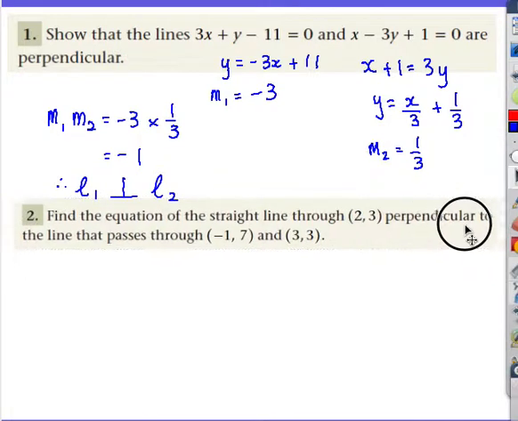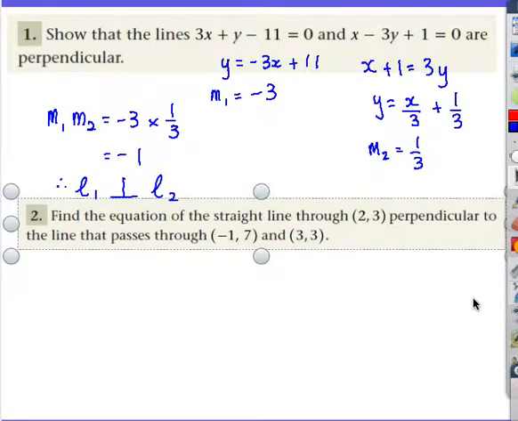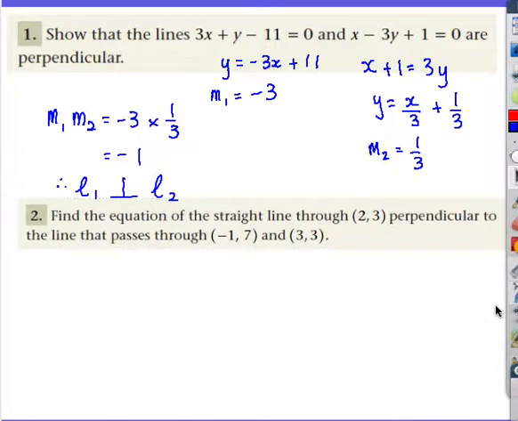Alright, so let's find the equation of a line then. Equation of a straight line that goes through a point and is perpendicular to the line that passes through these other 2 points. Tricky. We'll set this right here.